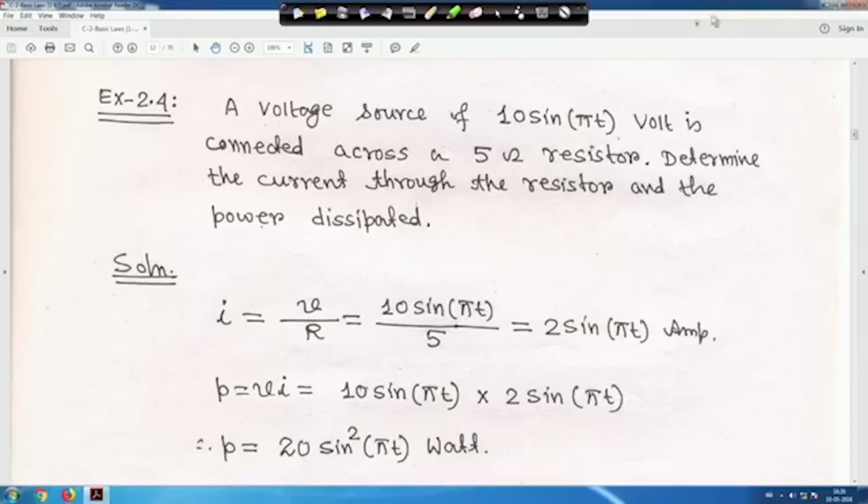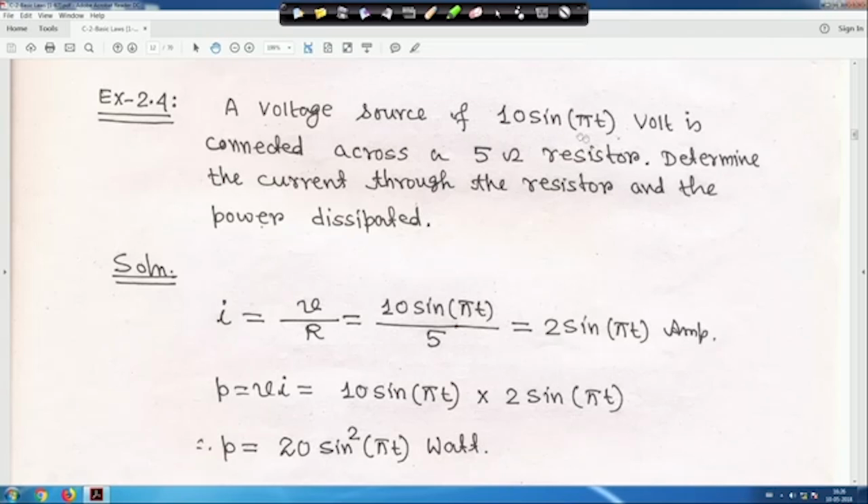Okay, so we are back again. Now the next example we will take: a voltage source of 10 sin pi t volt. This time-varying voltage and current function we will see in AC circuit analysis, single phase and three phase, but just to give us some kind of idea.